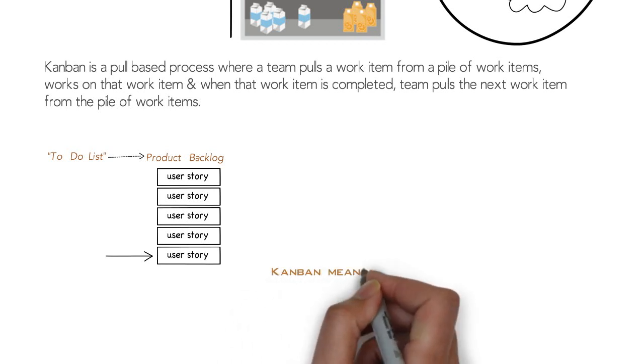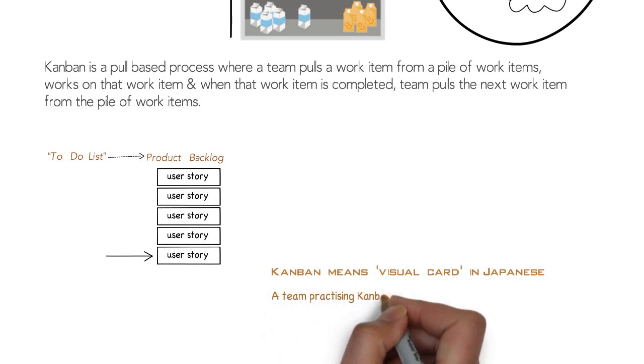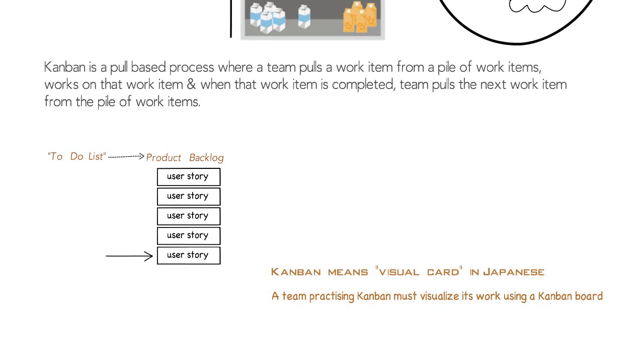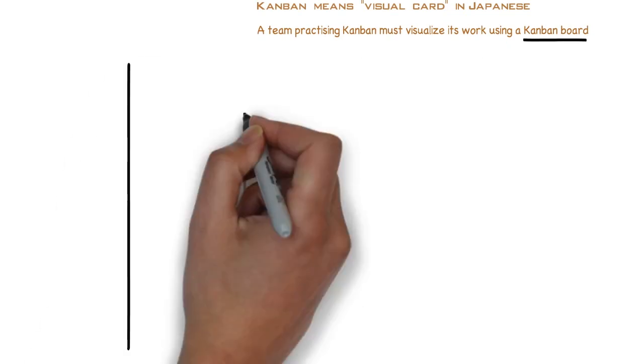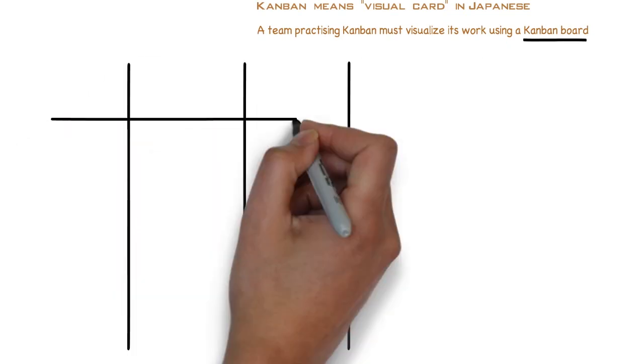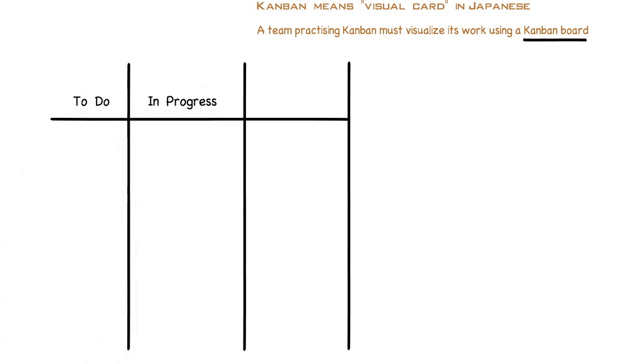Kanban is a Japanese word which literally means visual card. This means that a team practicing Kanban must visualize its work at all times. This is accomplished by using something called a Kanban board, which displays or visualizes all the work that a team is doing. Here is a simple version of a Kanban board. It has 3 columns: to do, in progress, and completed, as you can see.